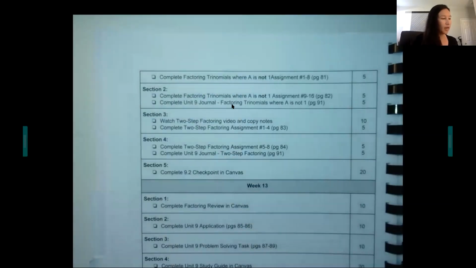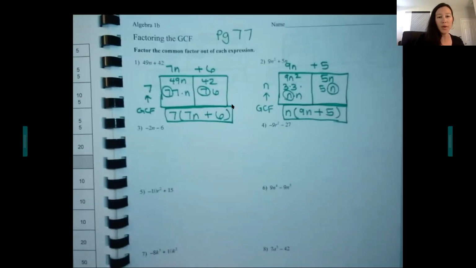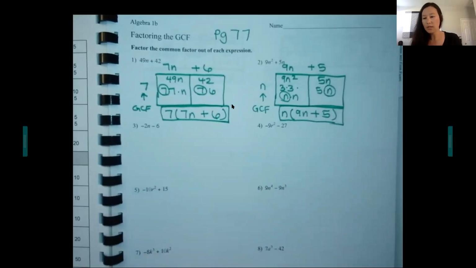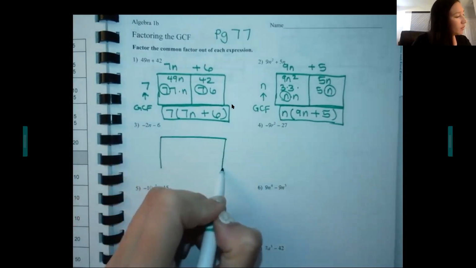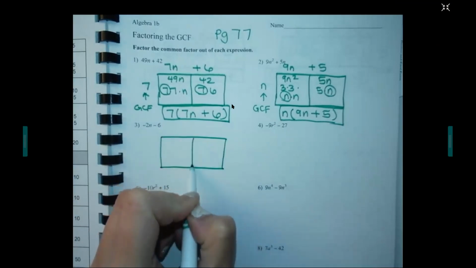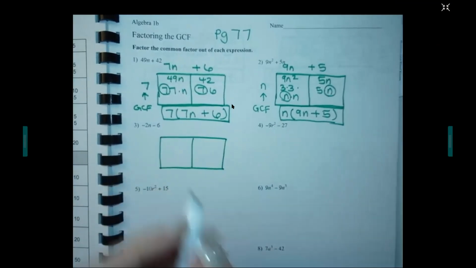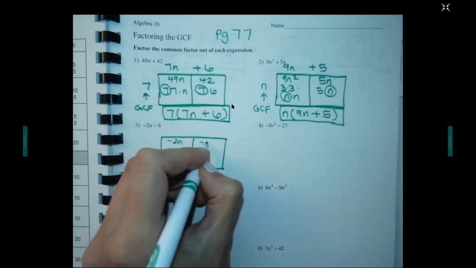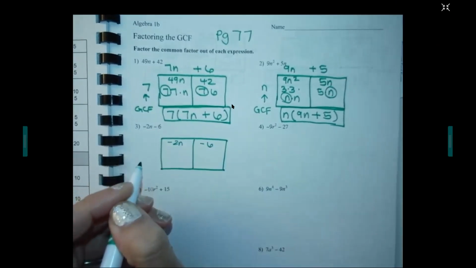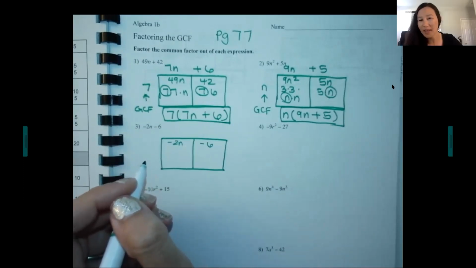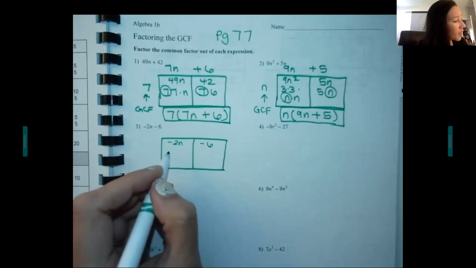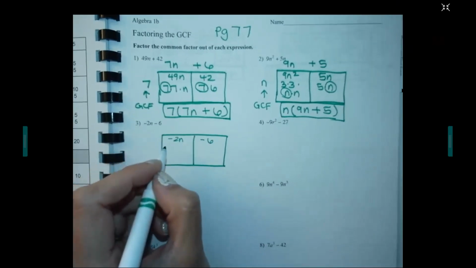Okay, so let's go ahead and start going through these. So Amari, can you tell me how you did number 3? Well, for -2n, I found 2 and 6. Hold on just a minute. Let's see. Okay, there. The greatest common factor is -2.